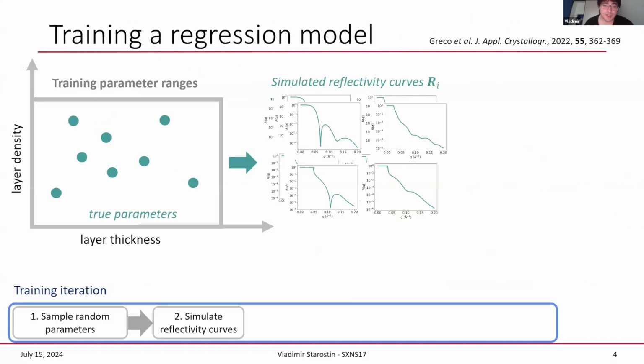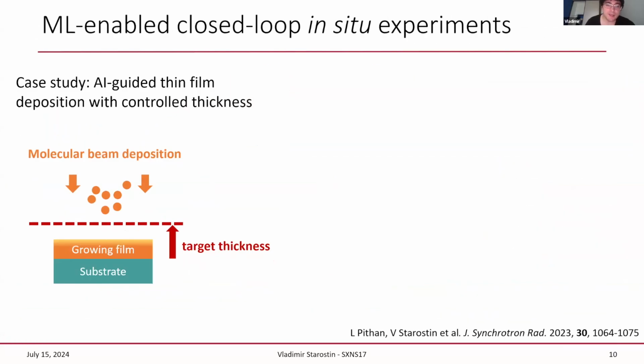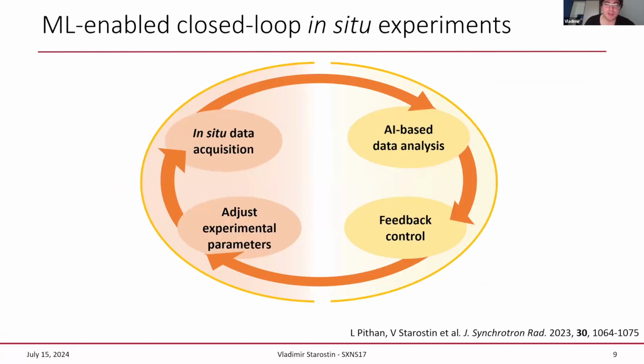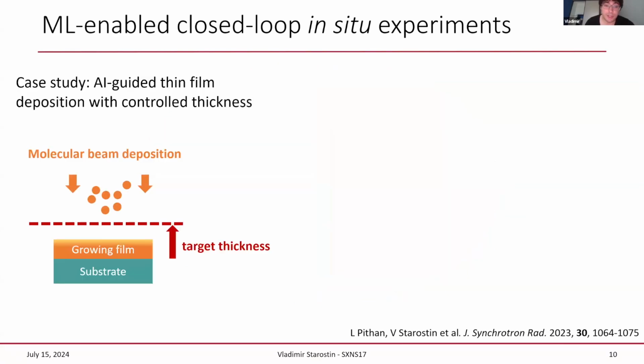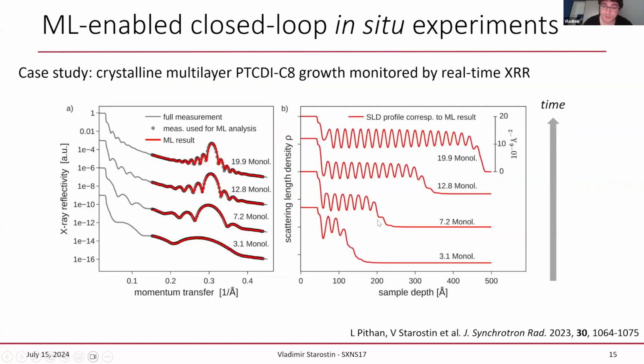Just to give some more context, especially for people who presented on Monday, the package Reflectorch I'm going to talk about today is exactly the package that was used in our closed-loop experiments a year ago, published in a paper. This is the package which we used to precisely grow the films with predetermined thickness in different settings during the closed-loop automatic experiments.